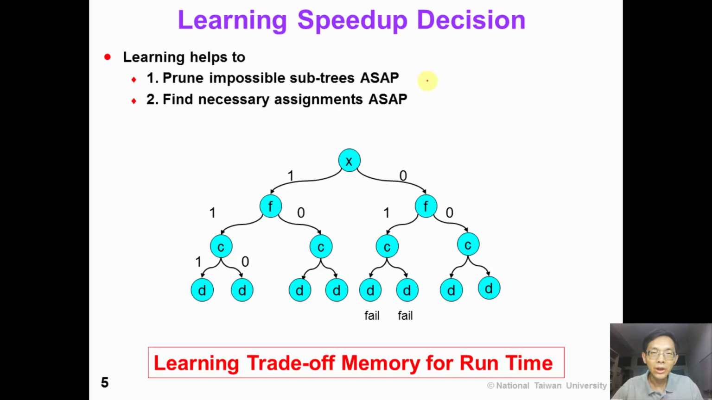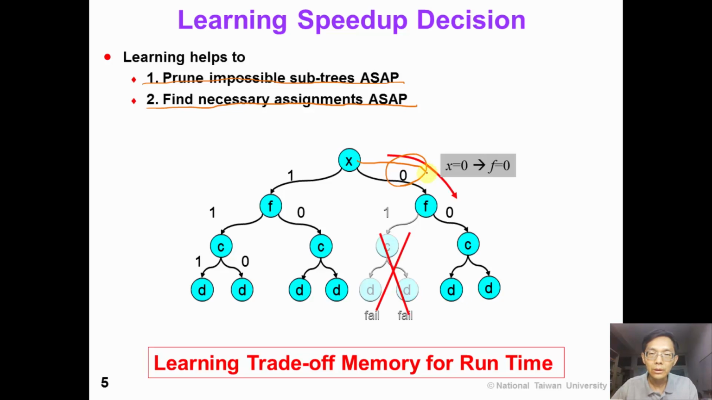At the beginning of this chapter, we said that ATPG is a huge decision problem. In this very large decision tree, we want to prune impossible subtrees as soon as possible, and we want to find necessary assignments as soon as possible. Suppose that we want to make the decision where X is equal to 0. Based on the learning information, we know that F equal to 1 is impossible, so we can prune this subtree, and we would immediately search for the subtree where F is equal to 0.